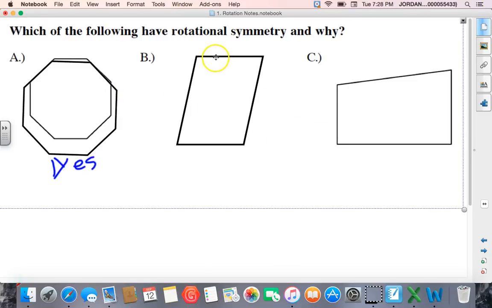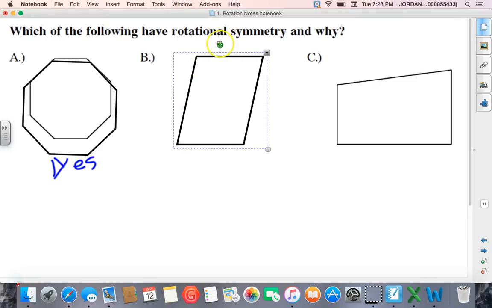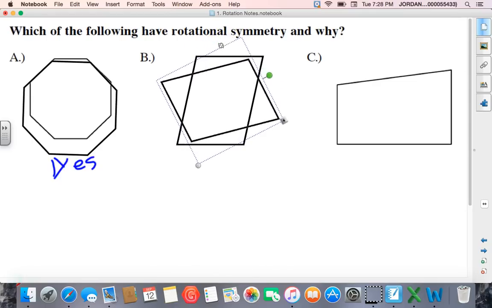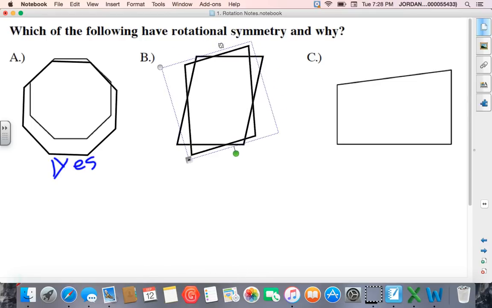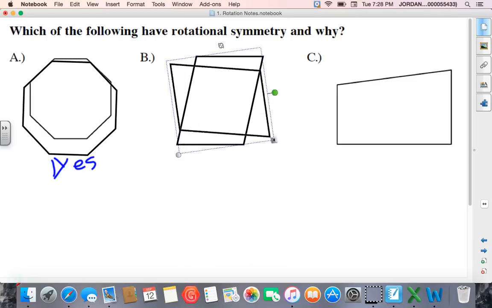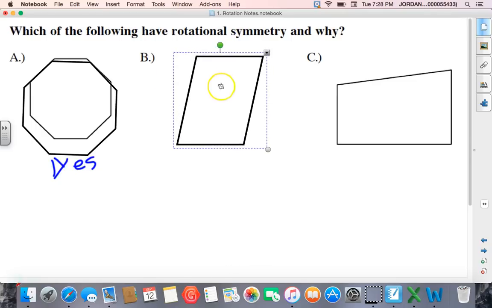What about this one? Does it have rotational symmetry? So let's see if we can rotate it 180 and get the same shape. Oh yeah, awesome. So we do that 180 and we get the same shape we had originally. So we could say yes for this one as well. It does have rotational symmetry.